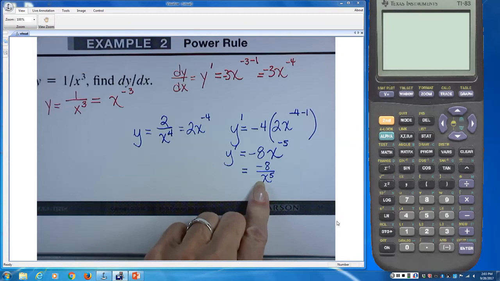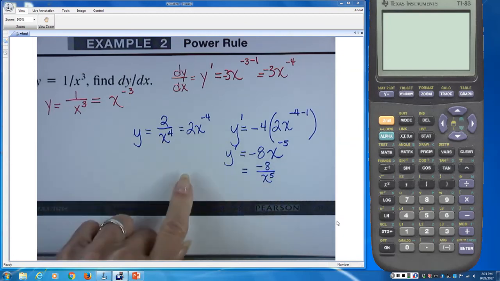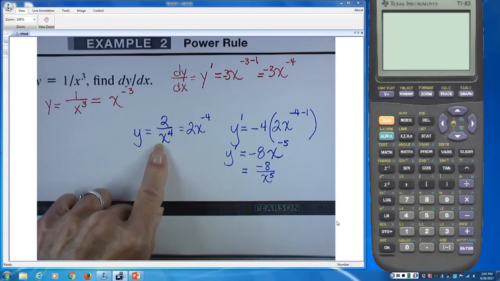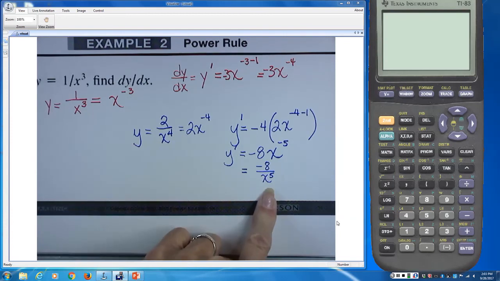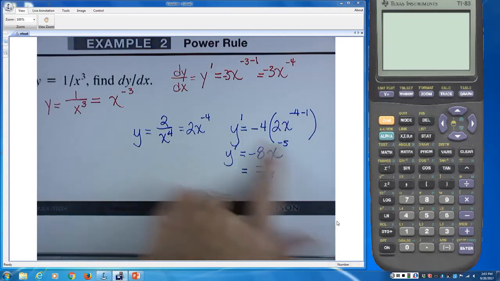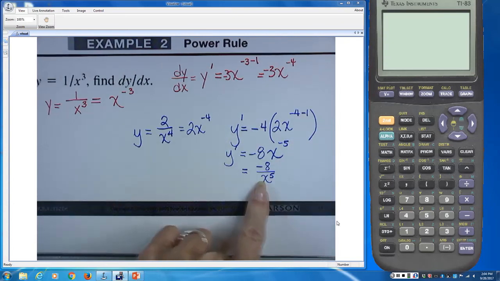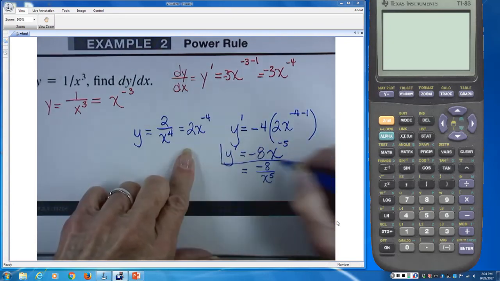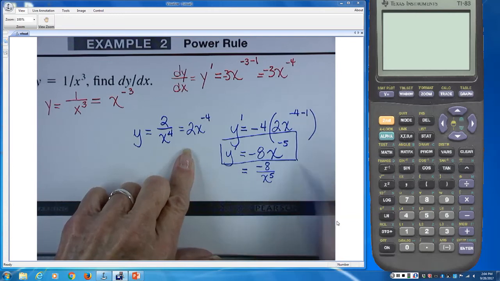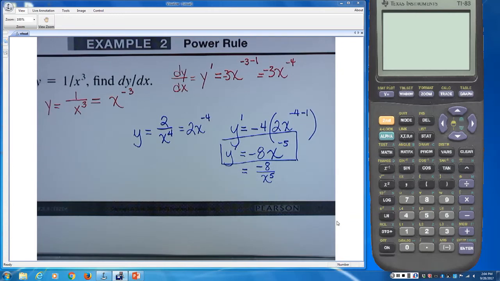It didn't change anything. But looking at that, it's not clear to me how I used a power rule to get from having this to having that. How did they do that? Okay? But if you change it to a negative power, it makes it easy to figure out. And I'm not expecting that last step from you. I'm expecting you to stop right there.